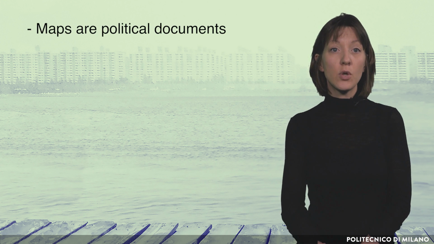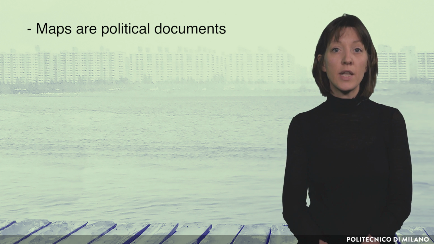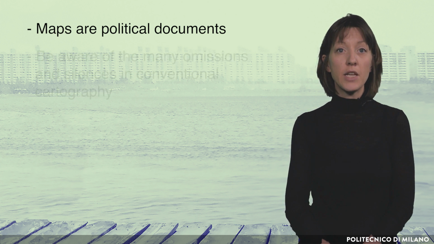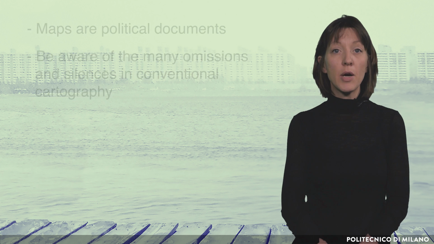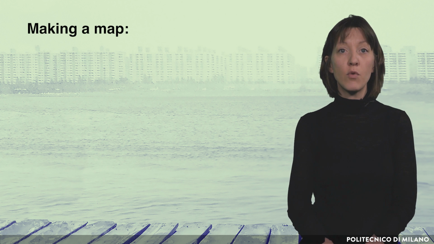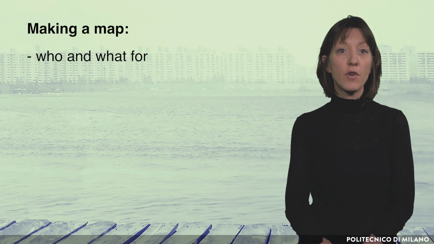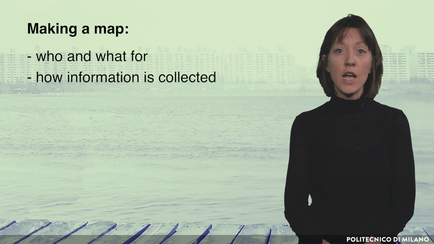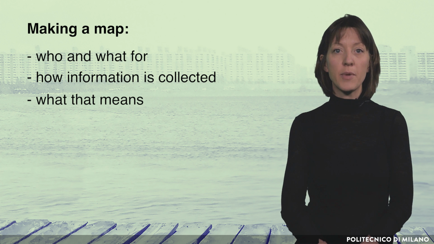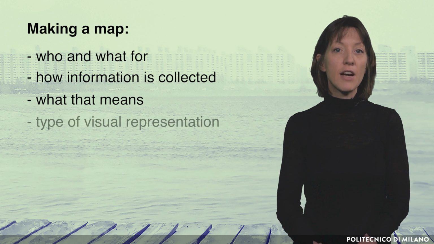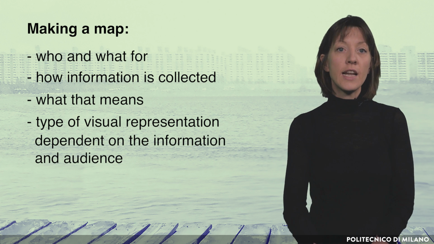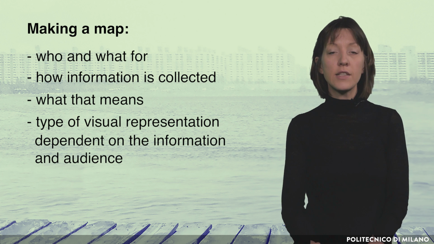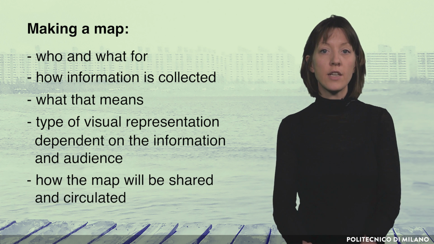So, to summarize, maps are political documents that aim to show a particular point of view. To be aware of this fact is to also be aware of the many omissions and silences present in conventional cartography. When thinking about making a map, it is important to be aware of who and what the map is for, how the information for it will be collected, and what that means for the types of information you are able to get. The type of graphics and visual representation to be used will also be dependent on the information collected and the intended audience. Finally, it is also important to remember how the map will be shared and circulated.